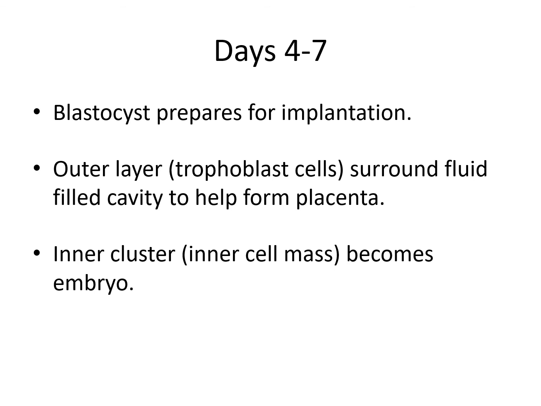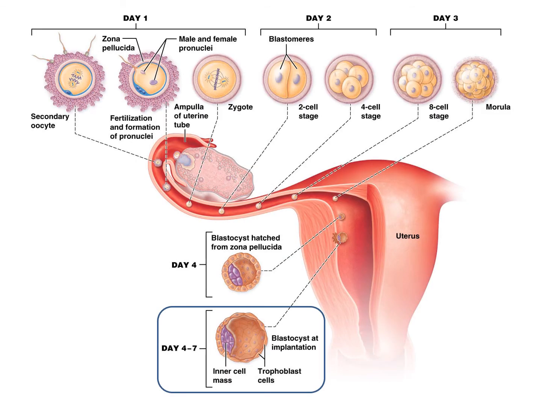The outer layer, the trophoblast, surrounds the fluid-filled cavity to help form the placenta, and the inner cluster, the inner cell mass, becomes the embryo. So here we can see the inner cell mass will become the embryo, and the trophoblast cells will eventually form part of the placenta. And here you can see it's starting to implant in the uterus.